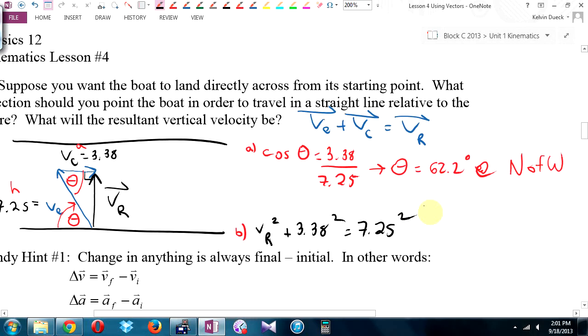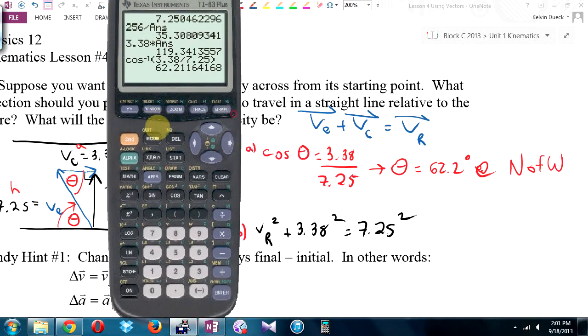Right? How would I get the VR squared by itself? So 7.25 squared minus 3.38 squared. Is VR squared 41.1381? What do I have to do now? Square root. 6.41?